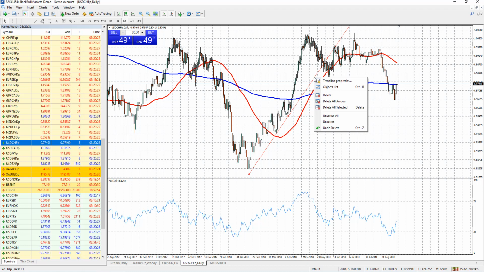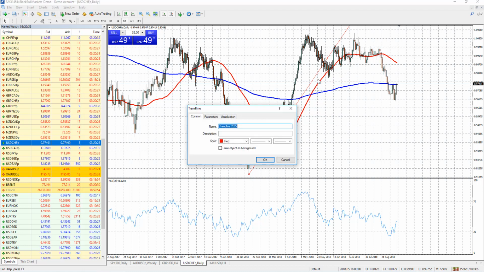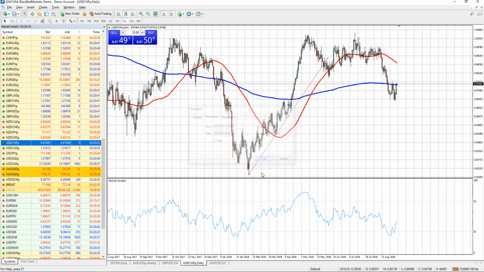Click Trendline Properties and untick the box that says Ray. Your trend line will now end at a fixed point. The 3 small boxes also allow you to reposition the trend line from either end or in the middle.